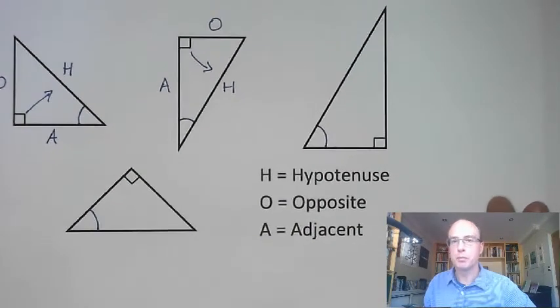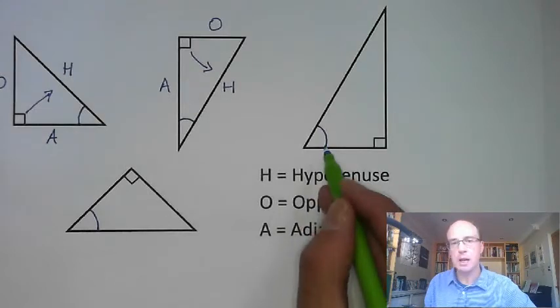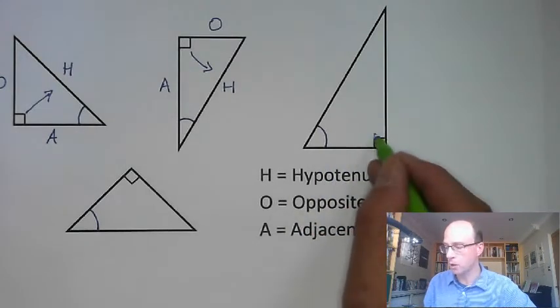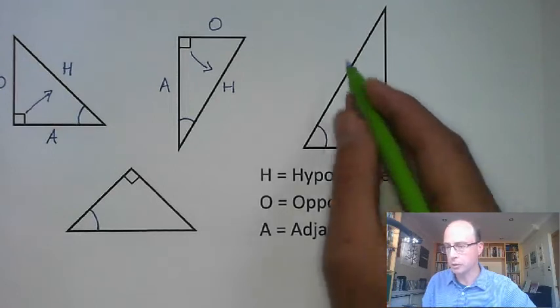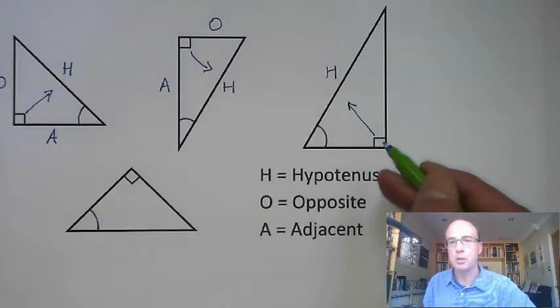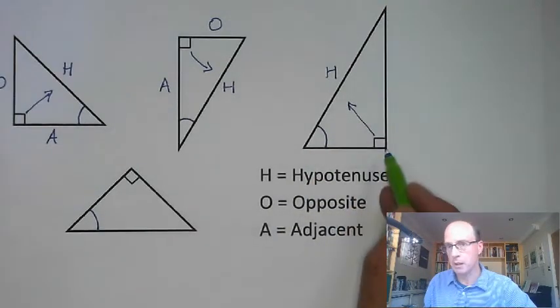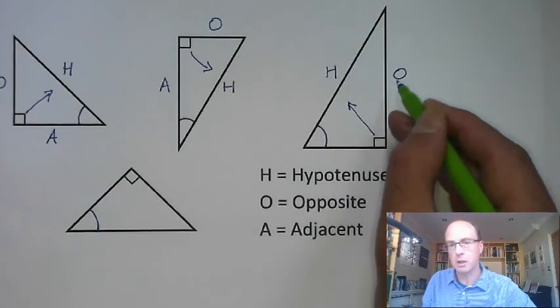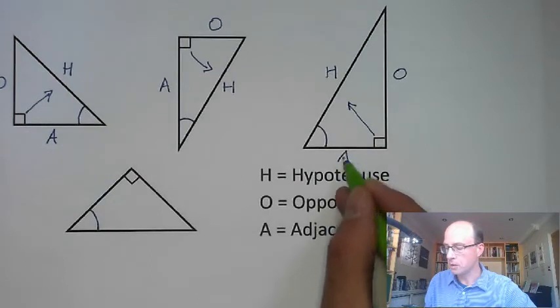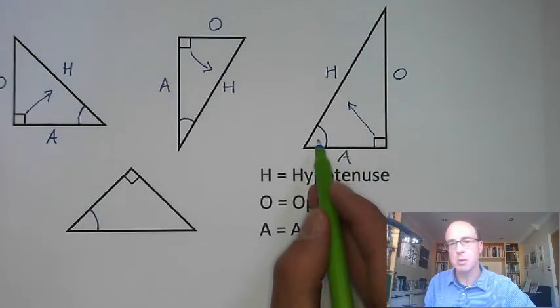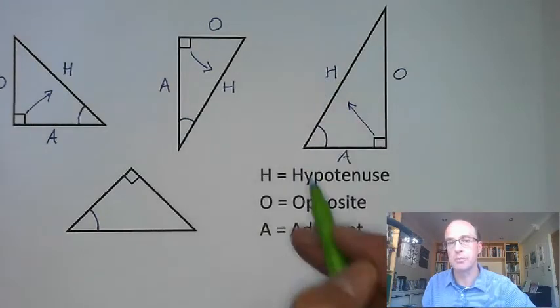Third example. Again, we're looking for this angle here in the bottom left. We've got our right angle. Draw the arrow away from the right angle. It's going to point towards my hypotenuse. Stood in the corner of my room. Can't touch this wall down here. So this is my opposite side, and the one that's left is my adjacent. It's next to the angle I'm interested in, but it's not the hypotenuse.